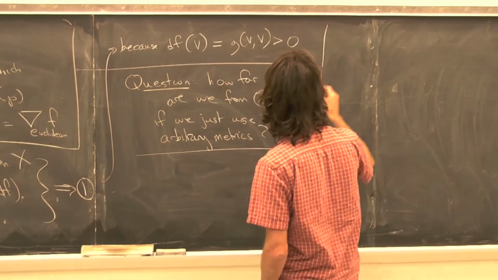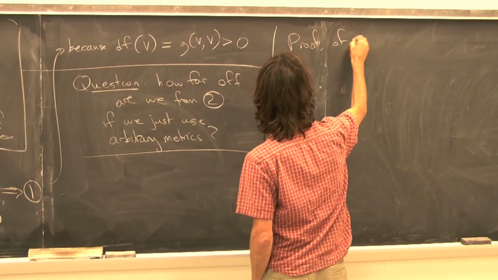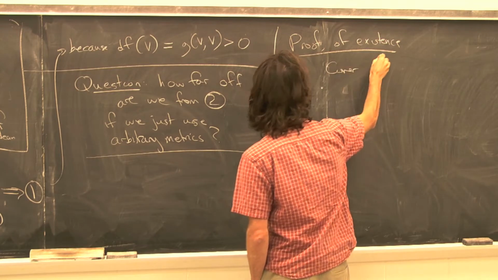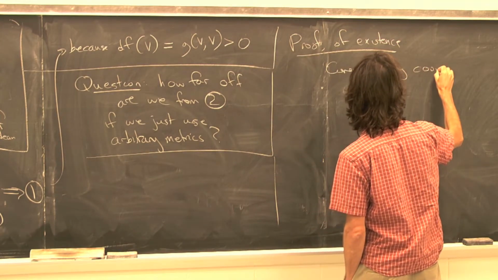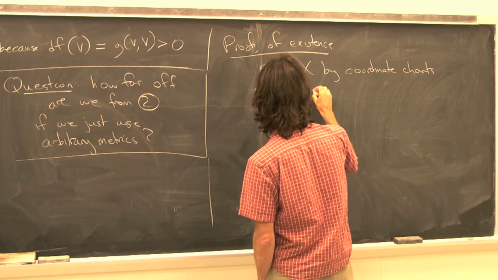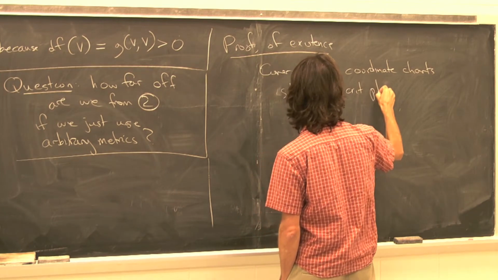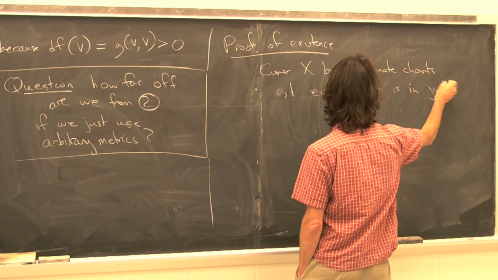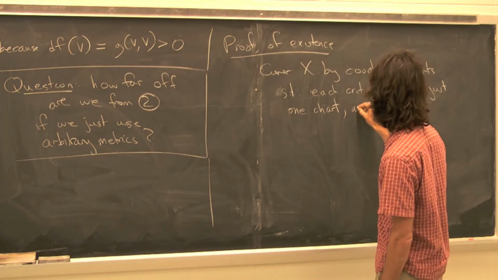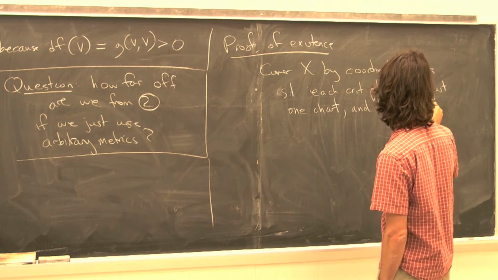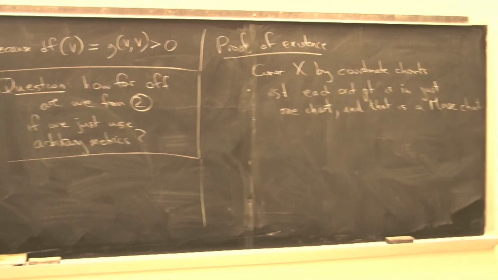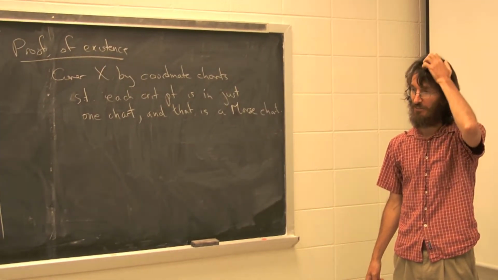The proof of existence is just going to go chart by chart. Cover X by coordinate charts, such that each critical point is in just one chart, and that chart is a Morse chart, by which I mean a chart in which the function has that nice normal form.